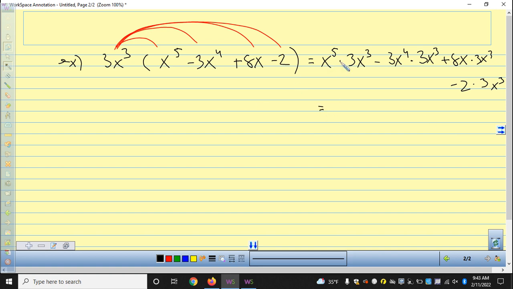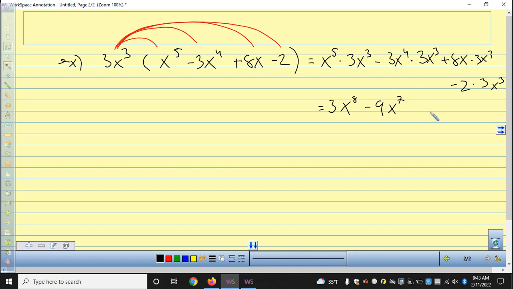So here I have x to the fifth, and I have the 3 here, so that comes out front. We don't have anything to combine with that 3. X to the fifth times x to the third is x to the eighth. Here I have a negative 3 times 3. I multiply the numbers, so I get minus 9. X to the fourth times x to the third is x to the seventh.